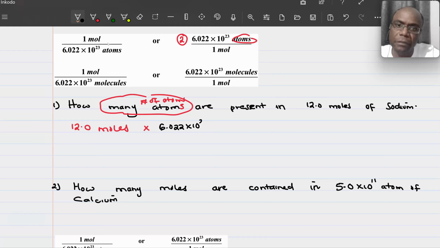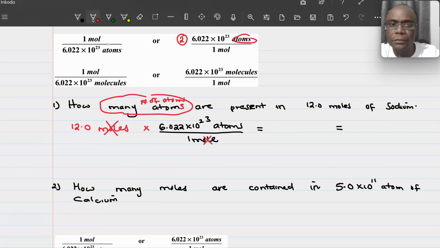which is 6.022 times 10 to the power 23 atoms. We need those atoms, so that's the numerator. Divide by 1 mole. Doing so, I'm going to get cancellation of moles and moles, which is what I want. And then all I need to do is to multiply 12 times 6.022 exponent 23. I hope you know how to use your calculator.